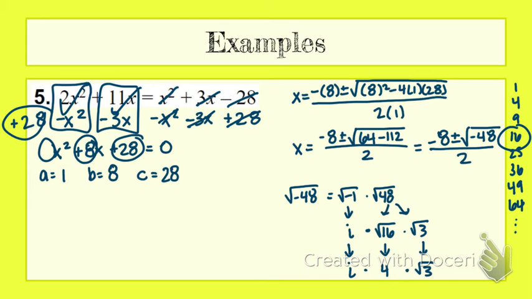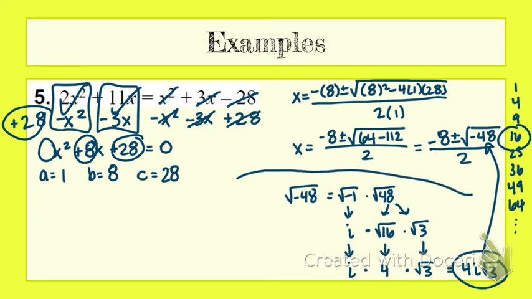So we have to combine it in proper form. And so this is all going to be written as 4i square root of 3. So you put the coefficient first, then the imaginary i, and then the radical. And this is what we need to put back in up here for the square root of -48. So let's take all of that and come over here. We now have x equals -8 plus or minus 4i square root of 3 divided by 2.